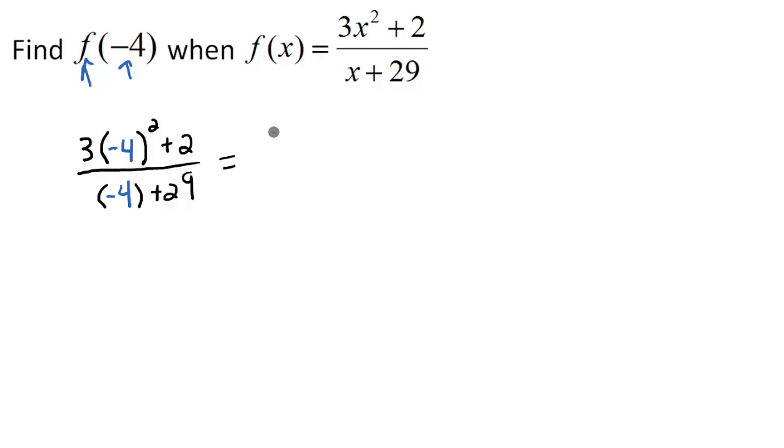First, we want to do the exponent, so it's going to be -4 squared. So we're going to be left with a 3 times -4 squared is positive 16, and then plus 2.